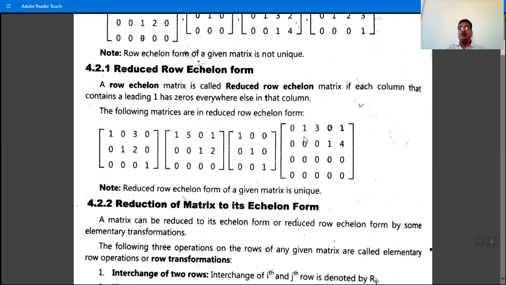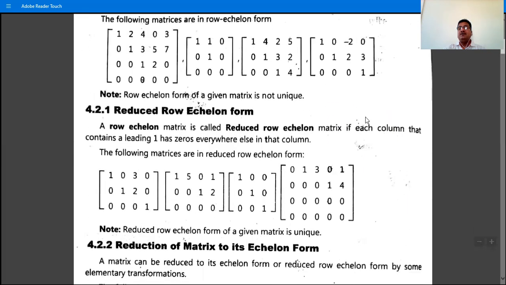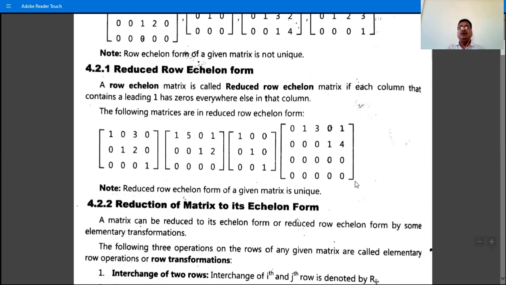So this is again an example of reduced row echelon form. First, this matrix is in echelon form because all three conditions are satisfied by this matrix. Plus this condition is satisfied: the second column and the third column contain leading ones. And if you observe the third column, all the entries other than this leading one are 0. So this matrix is also in reduced row echelon form.